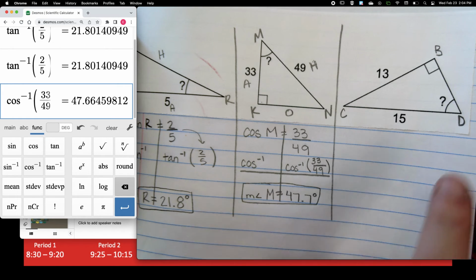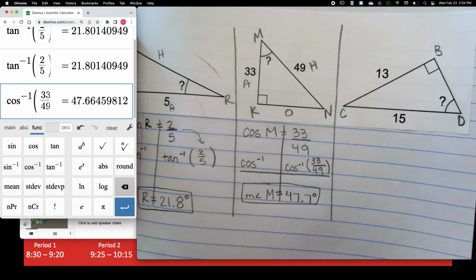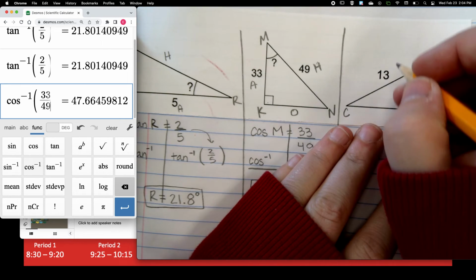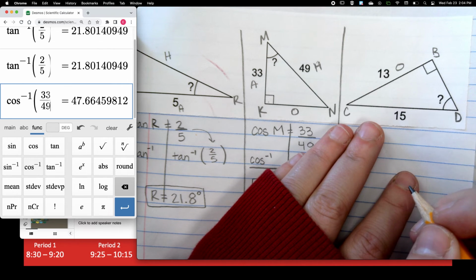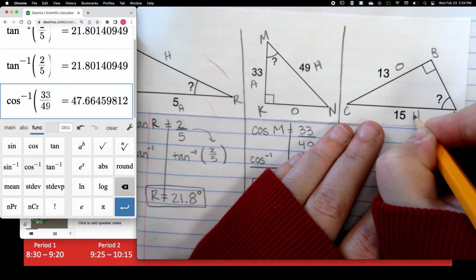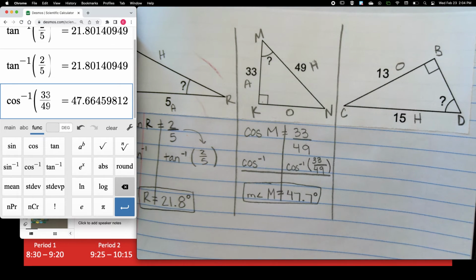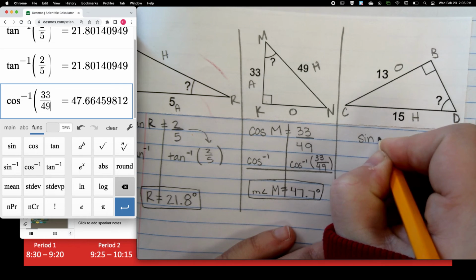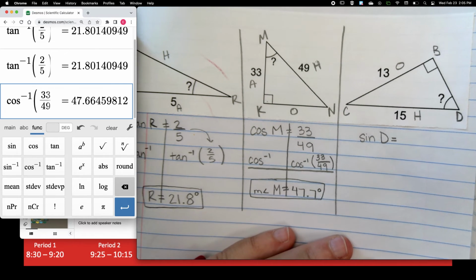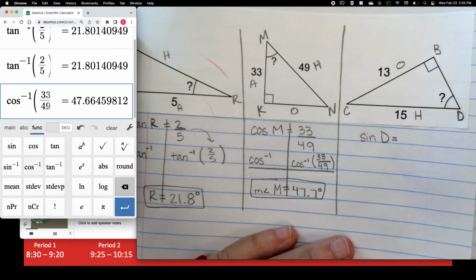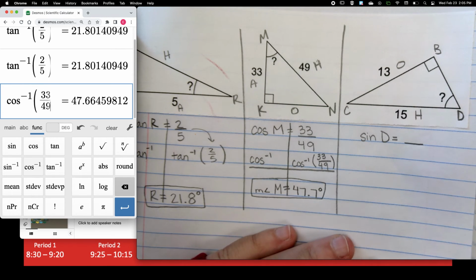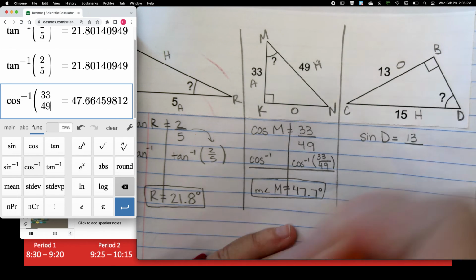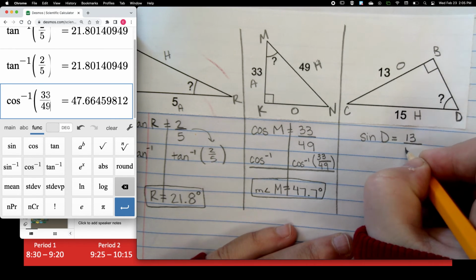So using angle D, what are the two sides we're given? Opposite and what? Hypotenuse, the 15. So if I'm given O and H, opposite and hypotenuse, is that SOH, CAH, or TOA? That's SOH, that's our sine. So we're going to say sine of D equals, what is our opposite over our hypotenuse? 15.